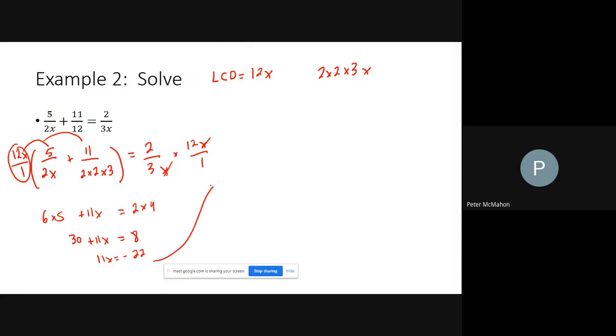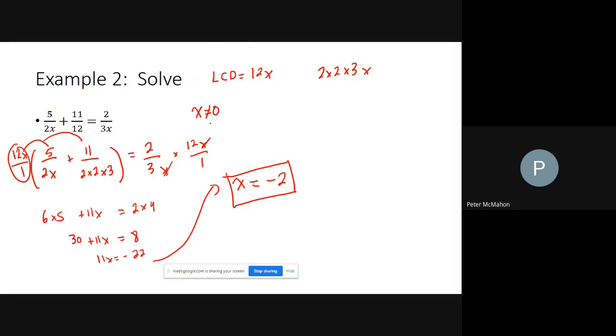And then divide by 11. X equals negative 2. That's going to be the solution for this equation over here. Okay. Now, one more thing we need to consider for a question like this is, since we have a variable in the bottom of the fraction here, we have a non-permissible value. X cannot equal 0. Now this is great, because the solution is x equals negative 2, and we're saying x can't equal 0. So there's no conflict here.